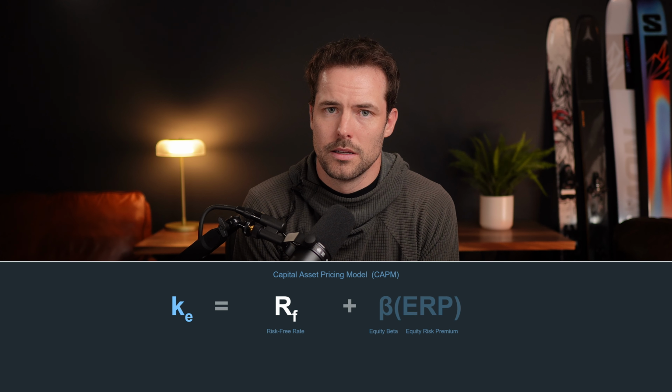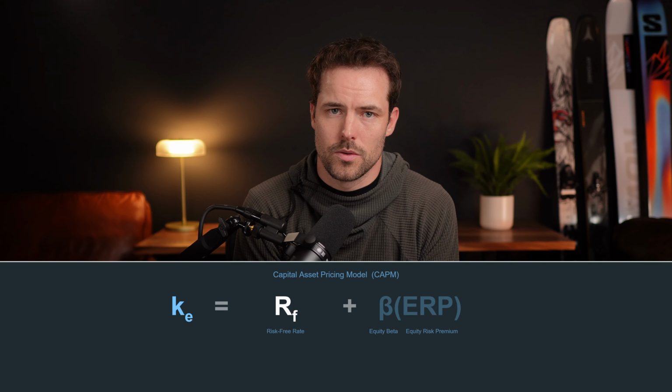The risk-free rate here is generally proxied by looking to long-term government bonds. A common example is the current yield on 10-year US Treasury bonds.